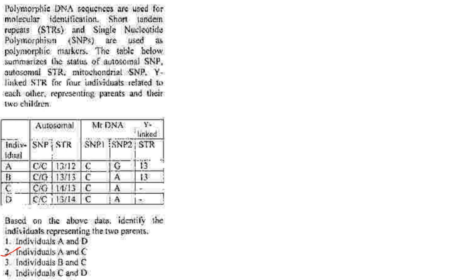Next question. Polymorphic DNA sequences are used for molecular identification. Short tandem repeats (STR) and single nucleotide polymorphisms (SNPs) are used as polymorphic markers. The table below summarizes the status of autosomal SNP, autosomal STR, mitochondrial SNP, Y-linked STR for 4 individuals related to each other, representing parents and their 2 children. So this is the individual, these are the autosomal markers, this is mitochondrial and this is Y-linked marker. Now markers which are autosomal will be inherited from both the parents, while the mitochondrial marker is of maternal origin and Y-linked markers are from the paternal origin. So based on the above data, identify the individual representing the 2 parents. We can see that A and B are having Y-linked STR marker and they are the males, and C and D are the females.